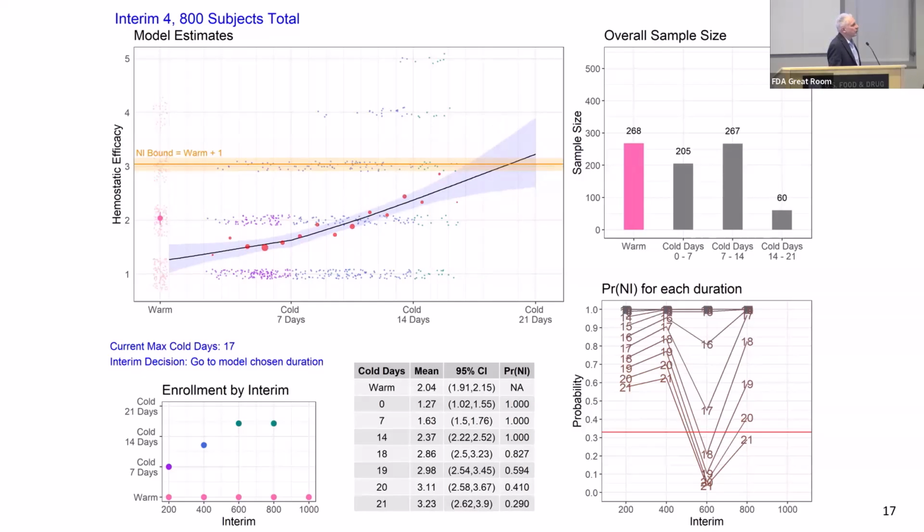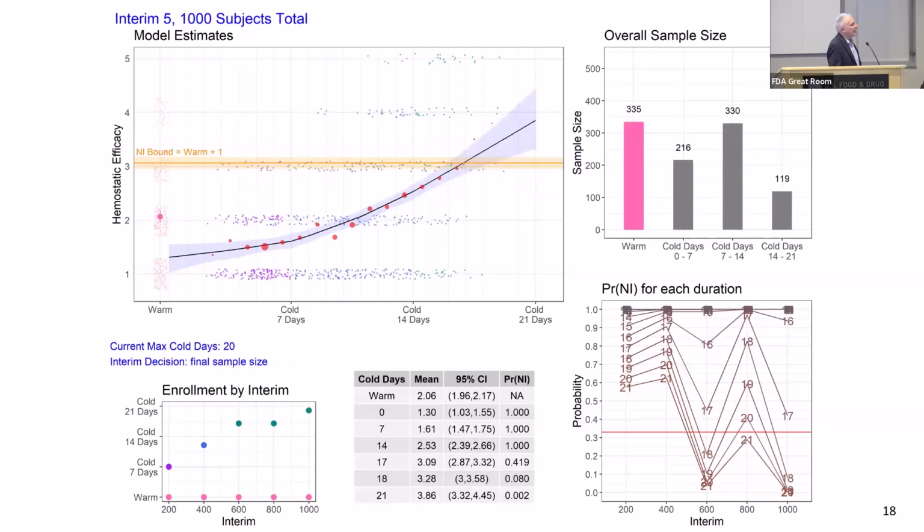Here's after an additional 200 patients. The model chosen duration at this point is 20 days because that's where the predicted probability of non-inferiority falls less than 0.33. And then at the end of the trial, these would be the final results. Now, it's important to note that the precision in the estimate of the efficacy at the longest storage durations is highly dependent on the support for the model out at the right-hand side, and that's going to be related to a comment that we received from the FDA during the IND review process.